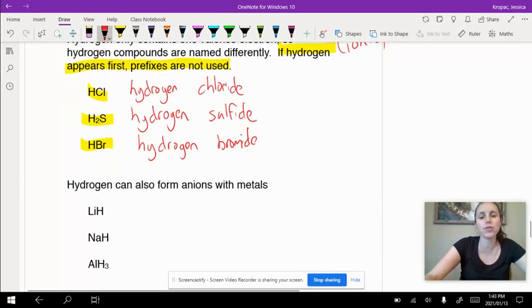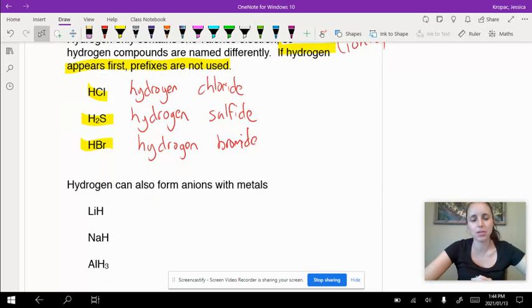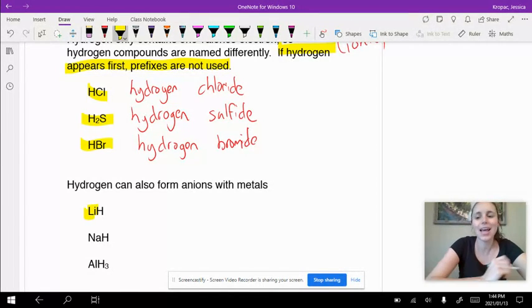So when hydrogen is first, you name it like an ionic compound. Hydrogen can also form ions with anions with metals. So if hydrogen comes second, but it's formed with a metal, it's still going to be like an ionic compound. So here we've got hydrogen second, but it's being combined with a metal. Well, we know that anything that combines with a metal is an ionic compound. So I'm again not using prefixes.